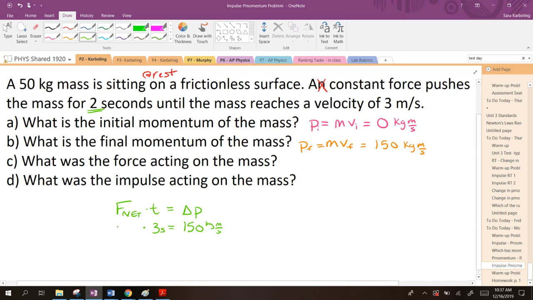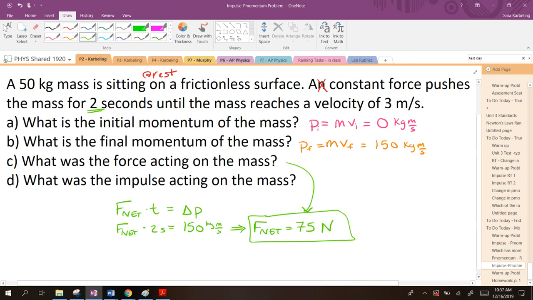You got 2 seconds. You got F net. What's 150 divided by 2? Bam. F net equals 75. 75 what? It's a force. Newtons, yeah. So that's C.